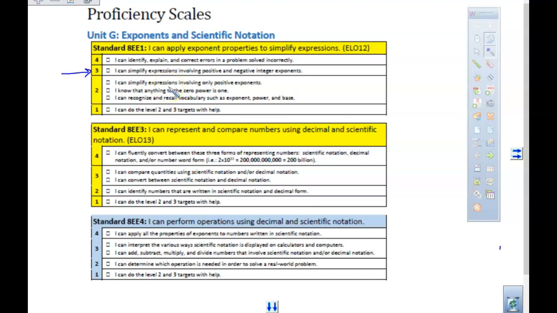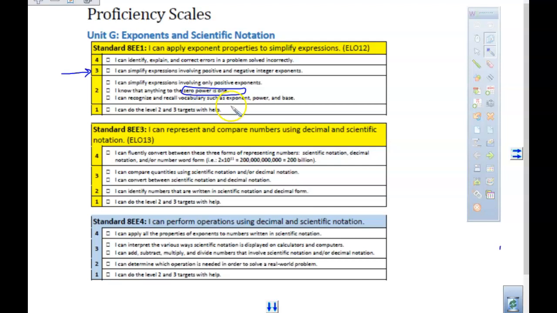You're going to make sure, if you read this one, anything to the 0 power is 1. What is anything to the 0 power? 1. Anything to the 0 power? 1. 4 to the 0? 1. 7 to the 0? 1. X to the 0? 1. So anything to the 0 is 1. You got to get that in your brain. Anything to the 0 is 1. So we're going to talk about those.